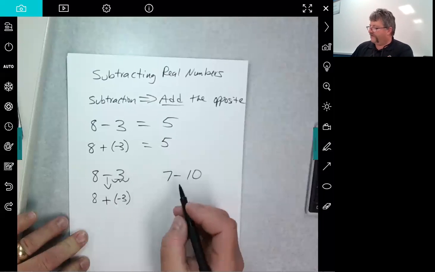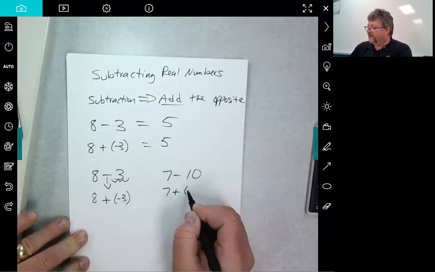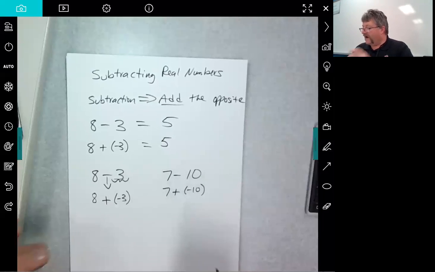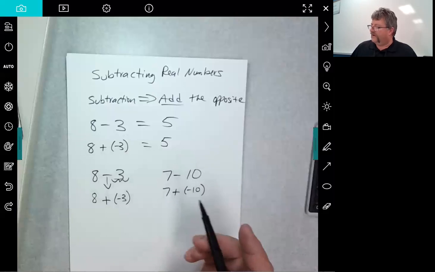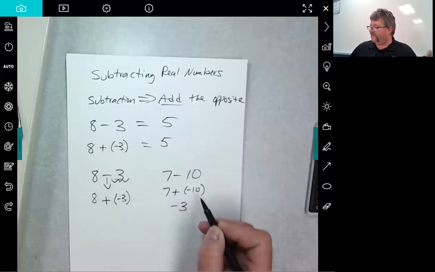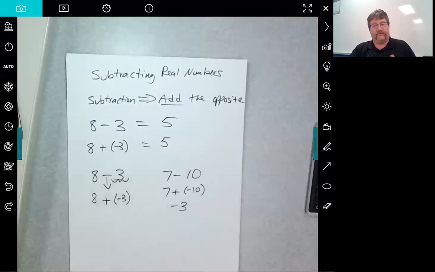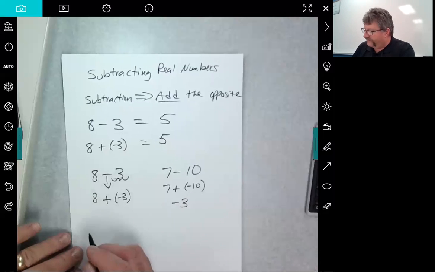7 minus 10 is really 7 plus negative 10. So now I know my rules of addition. There are two numbers, one's positive, one's negative, so subtract them and get a 3. But who wins the battle of the sign? 10 wins, so it's negative 3. Okay. How about this one?